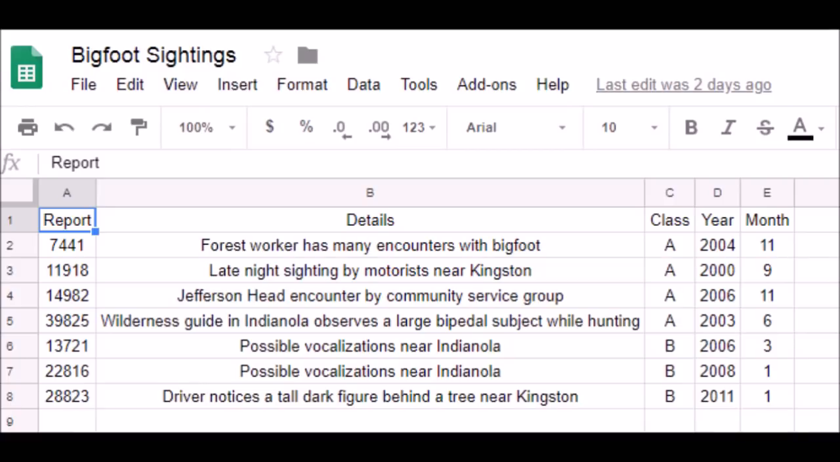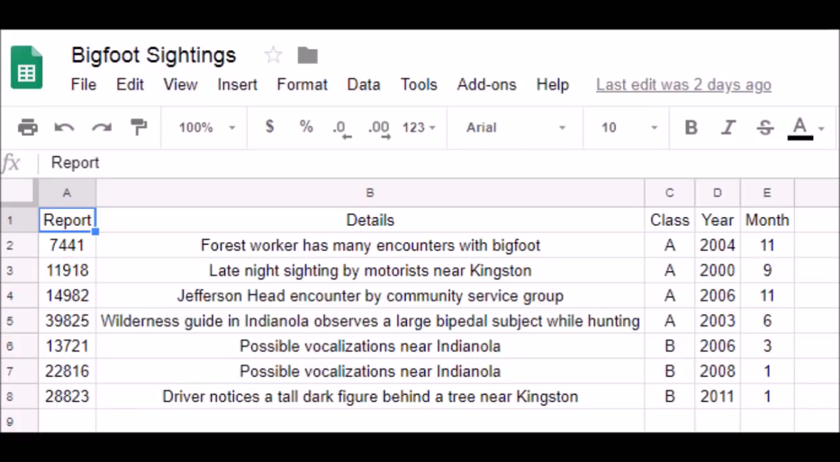something. For example, driver notices a tall dark figure behind a tree near Kingston. Jefferson Head encounter by community service group. Wilderness guide in Indianola observes a large bipedal subject while hunting. Late night sighting by motorists, the old classic of Bigfoot running across the road.